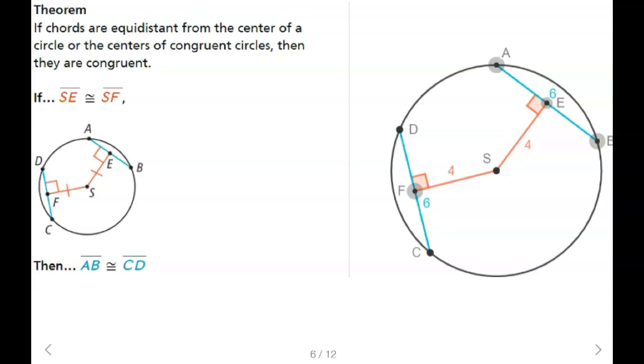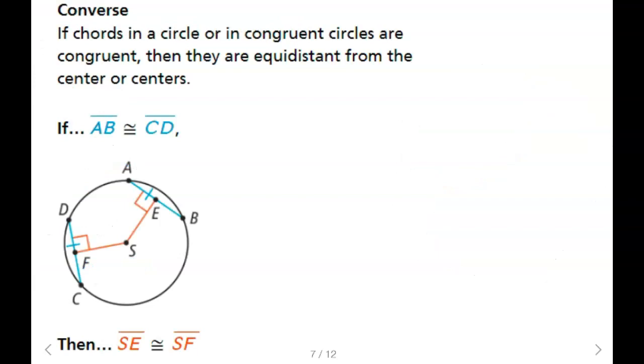Another theorem here. If chords are equidistant from the center of a circle or the centers of congruent circles, then they are congruent. So since the chords are equidistant from the center, then those chords have to be congruent. Since these distances are the same, then these have to be congruent. The converse of that is also true. If chords in a circle or in congruent circles are congruent, then they are equidistant from the centers. So if these two segments are congruent, then these two distances are the same.